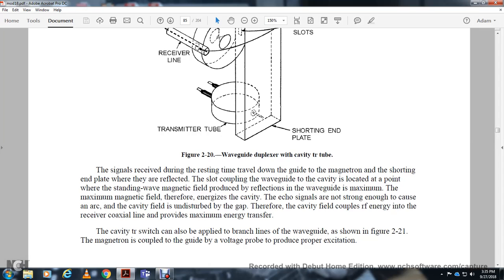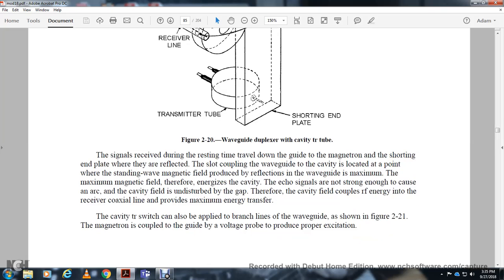The transmitter receiver switch can also be applied with a branch line waveguide, as shown in Figure 221. The magnetron is coupled with the guide with a voltage probe to produce the proper excitation.